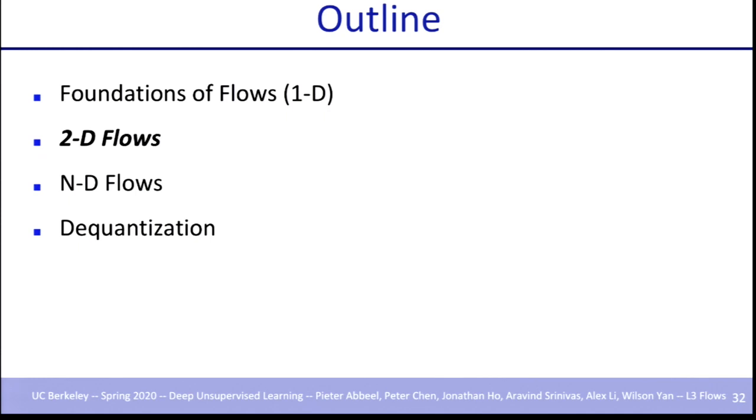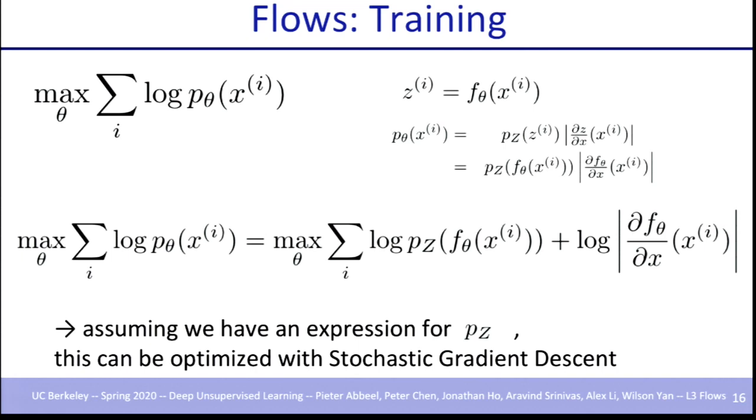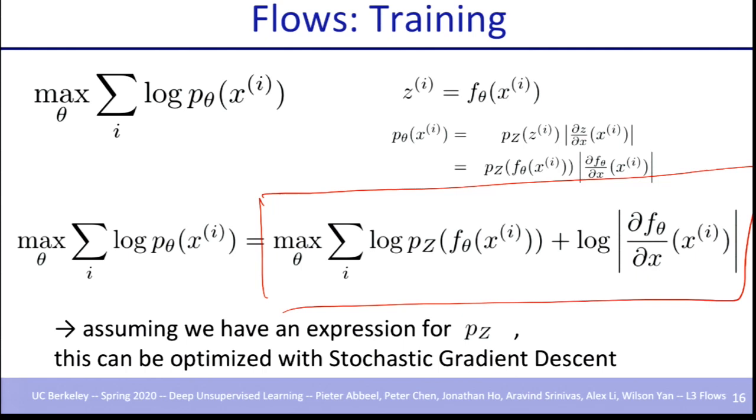So the question is, what does the training look like? You set up this objective over here, and you just let it run stochastic gradient descent over your training examples. That's all you have to do. You choose a target distribution Z, maybe a Gaussian, maybe uniform, maybe something else. You choose some parameterization of your function f theta that ensures it's invertible and differentiable, and then you let your autodiff software take care of the rest and optimize this for you.